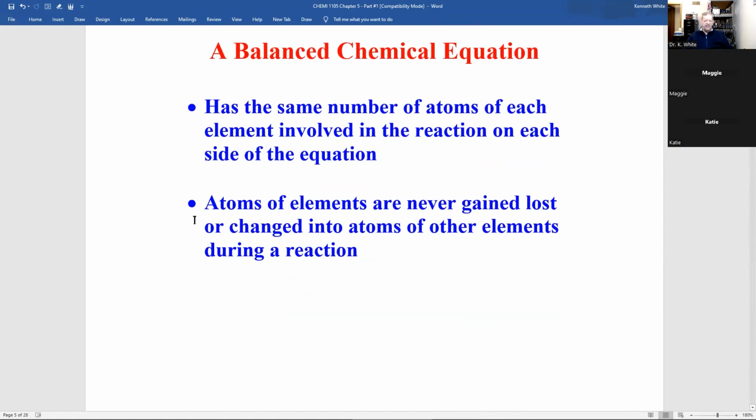Another way of saying that is atoms of an element are never gained, lost, or changed into atoms of other elements during a reaction. So whatever you start with, the number and type of atoms, you end up with the same type and number of those atoms of that element. All you're really doing is changing things. Think of shuffling a deck of cards to get something different. And that's what happens in a chemical equation, which shows a chemical reaction.